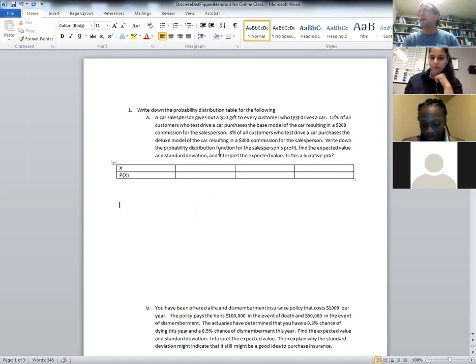So let's look at the different values. If the customer gets the base model of the car, what is the profit for the salesperson? Any ideas? What's a profit? Maybe you can put in the chat box or say it. What's a profit for the salesperson?